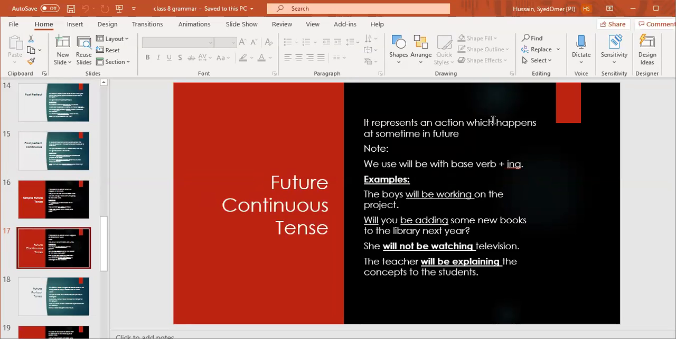It tells about an action which happens at some time in future. They will be reading newspaper. I shall be working on that project. Will you be adding some new books to the library next year? She will not be watching television. The teacher will be explaining the concepts to the students. So in future continuous, we put will be, and the formula remains the same, base verb with ing.